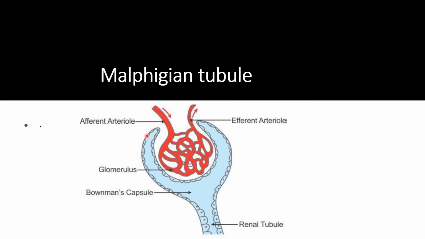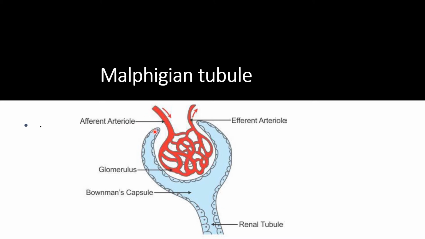As already discussed, Bowman's capsule is the cup-like structure. Inside that you can find the mass of blood capillaries. This portion is called the glomerulus. Together, the glomerulus and Bowman's capsule are called the Malpighian tubule and the renal tubule.